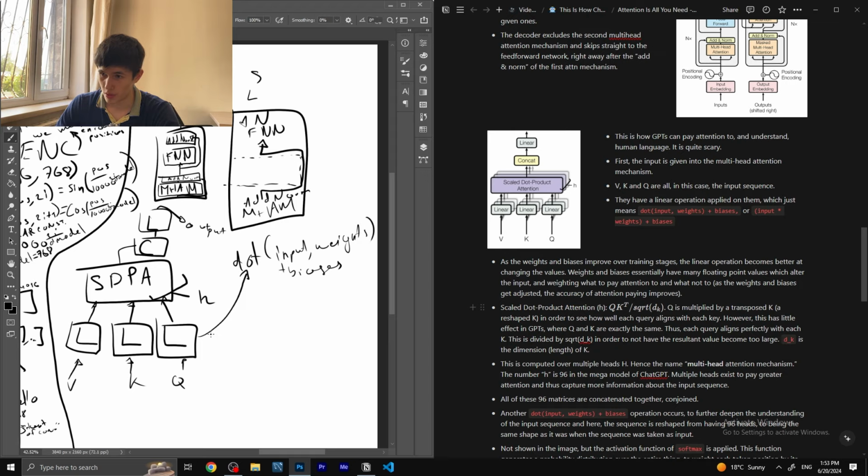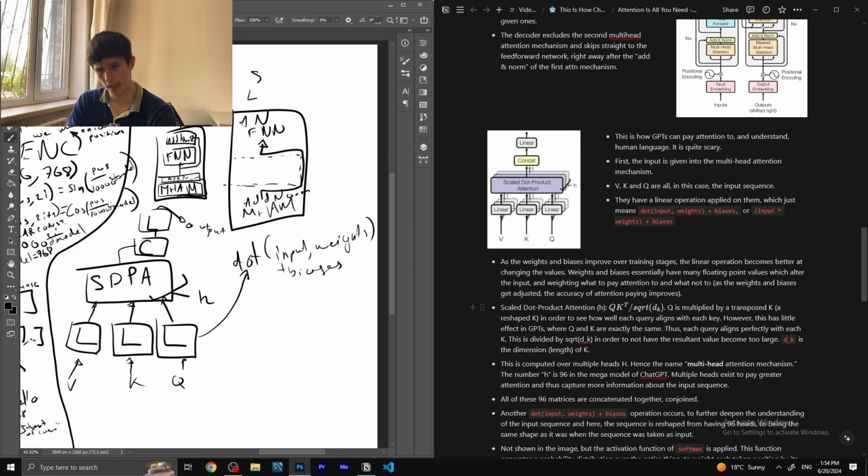Now, as the weights and biases improve over training stages, the linear operation is done to pay attention to the input sequence, so that it can weight how important each word is in relation to each other word. The input embeddings give the model an understanding of what the word is, and the multi-head attention mechanism deepens that understanding of the words, and also of the words in relation to other words. So how much does the word hello matter with the words my name is? Plus biases is just the bias vector added on later on.